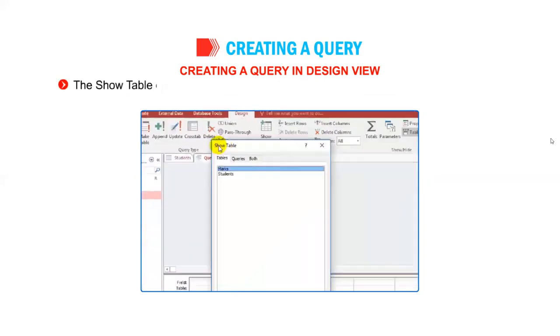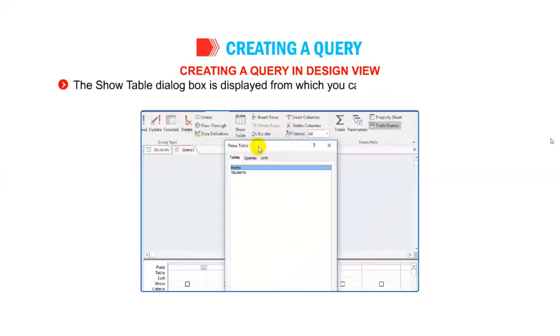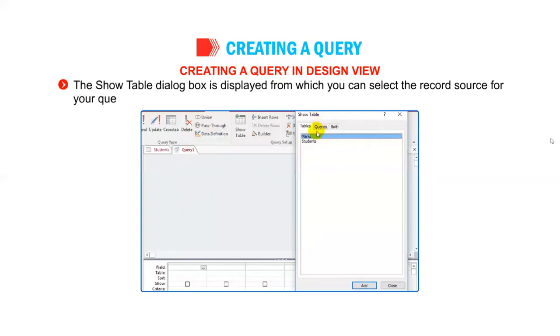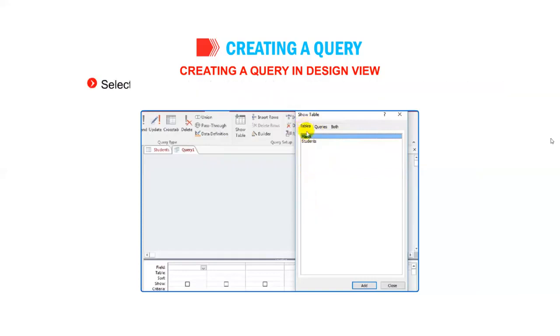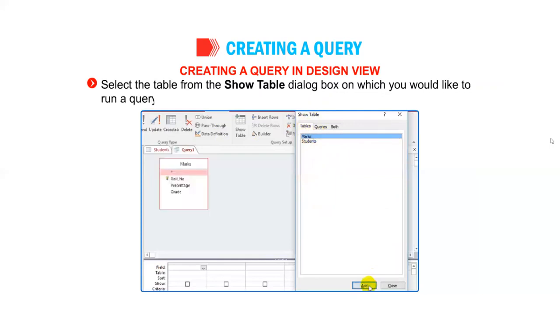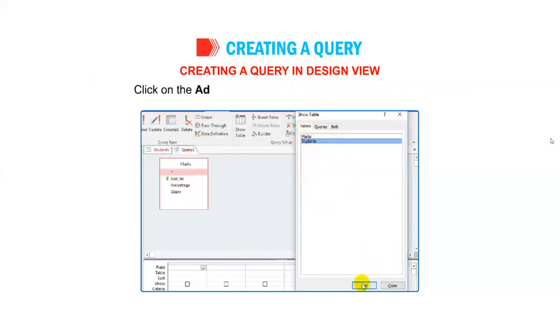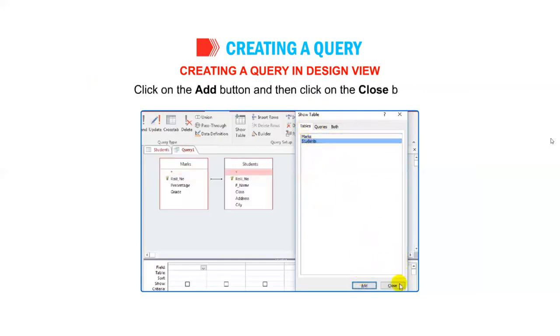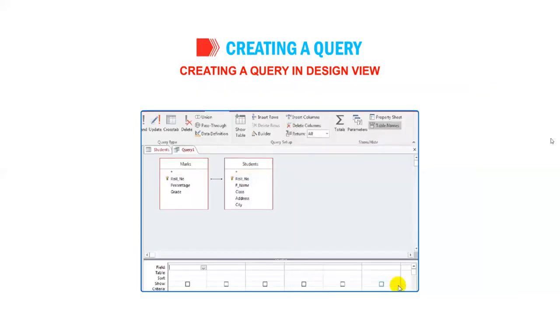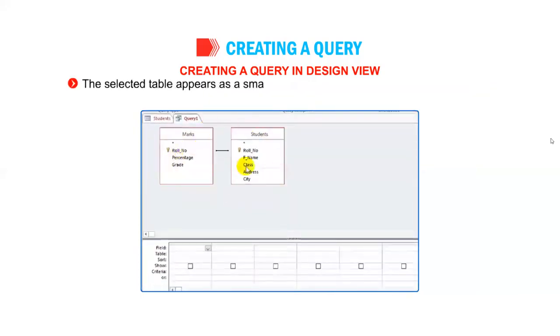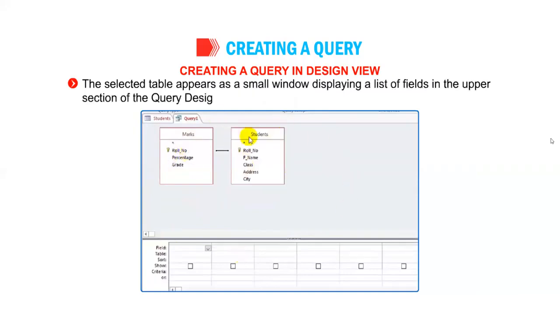The Show Table dialog box is displayed, from which you can select the record source for your query, which can be one or more tables or queries, or a combination of the two. Select the table from the Show Table dialog box on which you would like to run a query. Click on the Add button and then click on the Close button. The selected table appears as a small window displaying a list of fields in the upper section of the Query Design window, that is the Object Relationship pane.